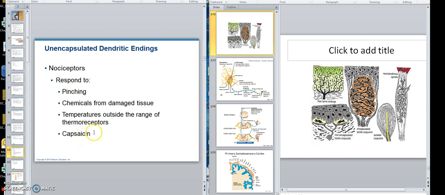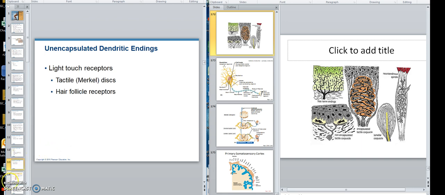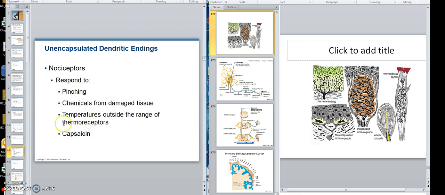Capsaicin is a substance you can put on the skin. Again, these things can do this. Capsaicin is something like in chili peppers, that hot stuff on the mucous membrane. It could really give you a good hot sensation.